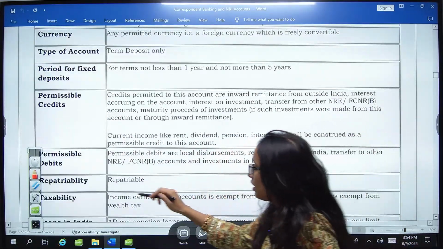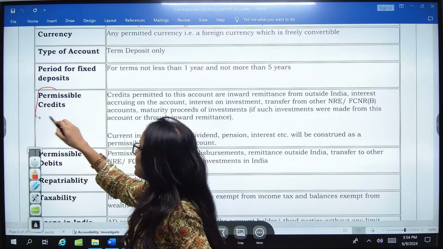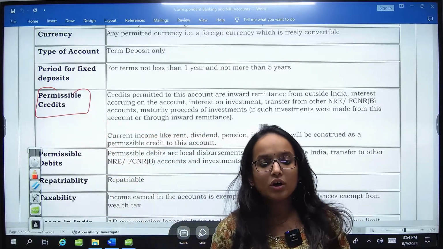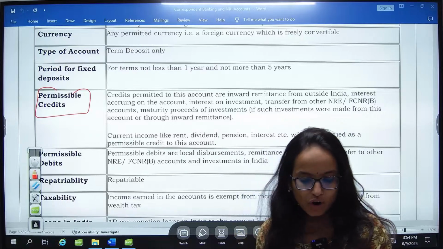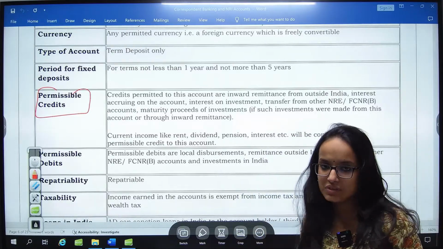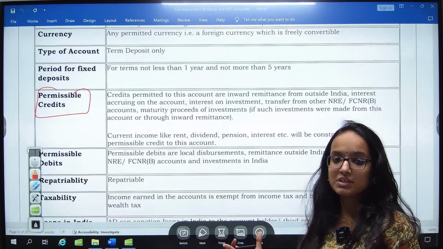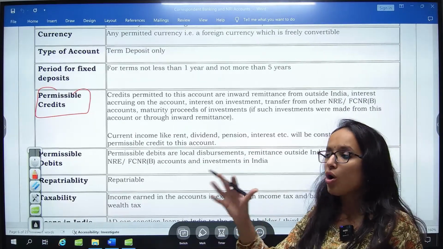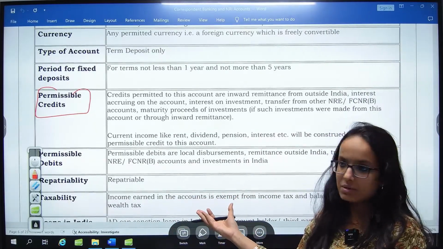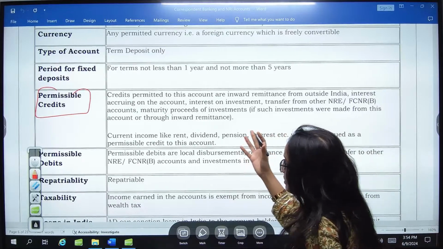Remember, right? Now, if we talk about the permissible credits, what all can be credited into FCNRB account? What is permissible credit under FCNRB account, as we have seen in the NRI account in the last class as well. So what all can be credited to FCNRB account? Let's see what is permissible, what is allowed.